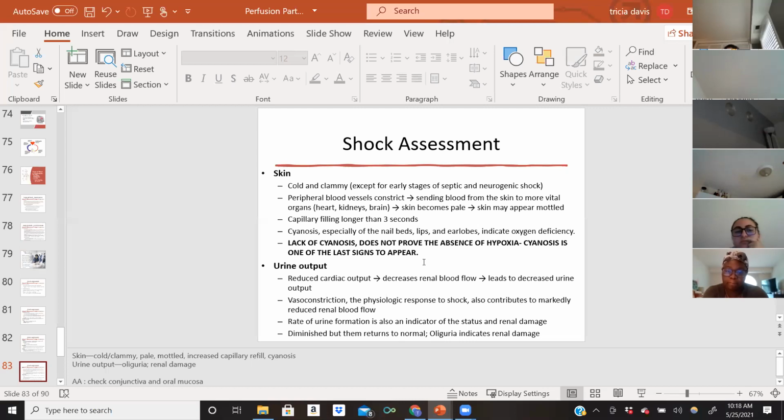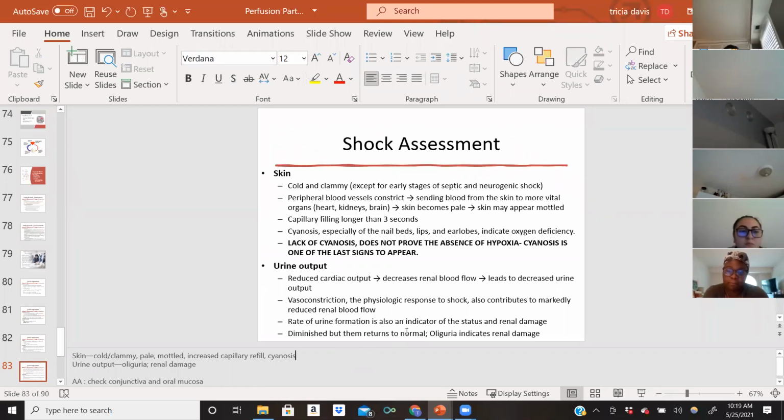Diminished at first, but then, with shock, sometimes they will be diminished, but as we start to reverse things and the patient starts to improve, that's going to return. Your patient's going to start to have good urine output again. If things continue to progress or we have renal damage from whatever was going on, then we're going to start to see oliguria.